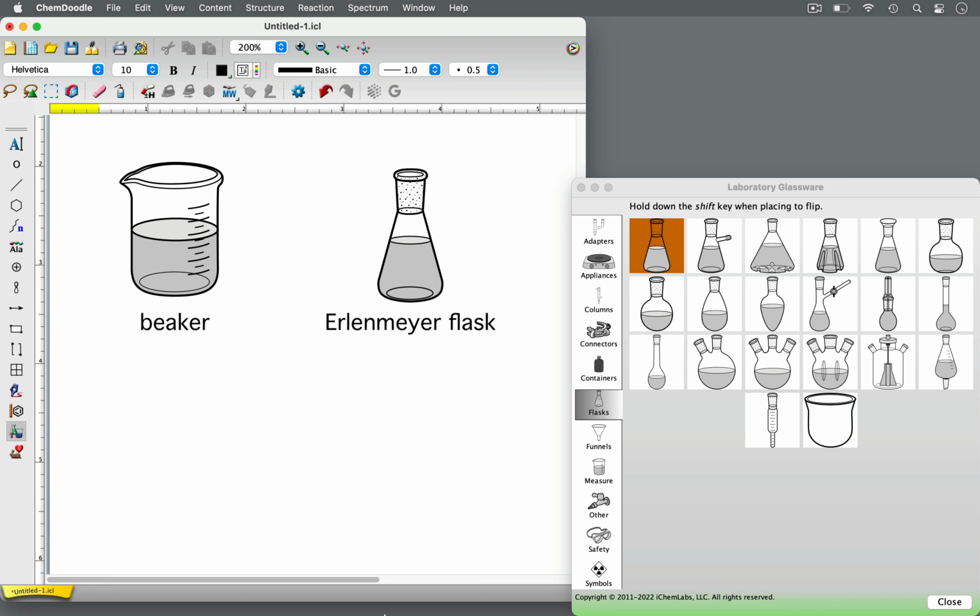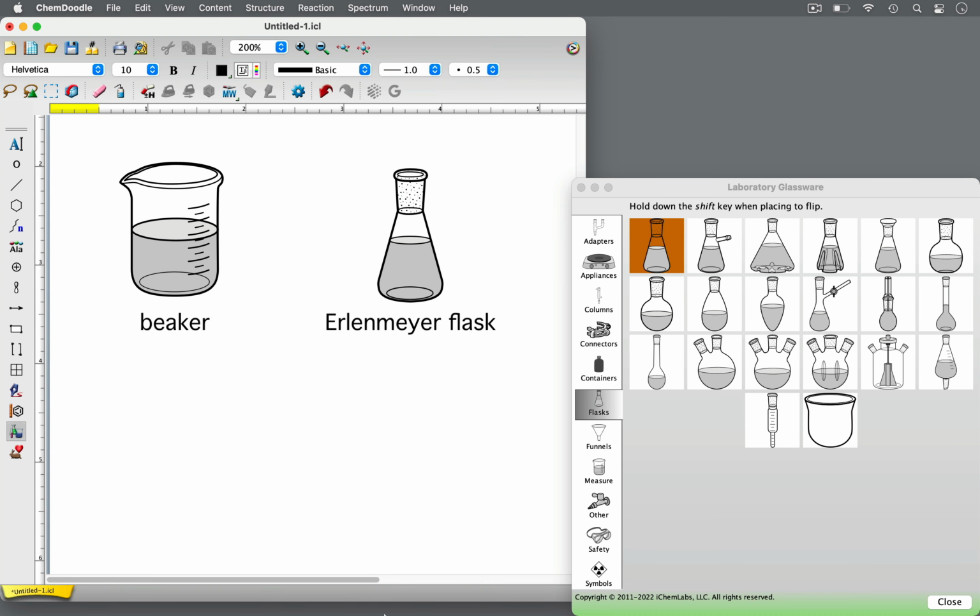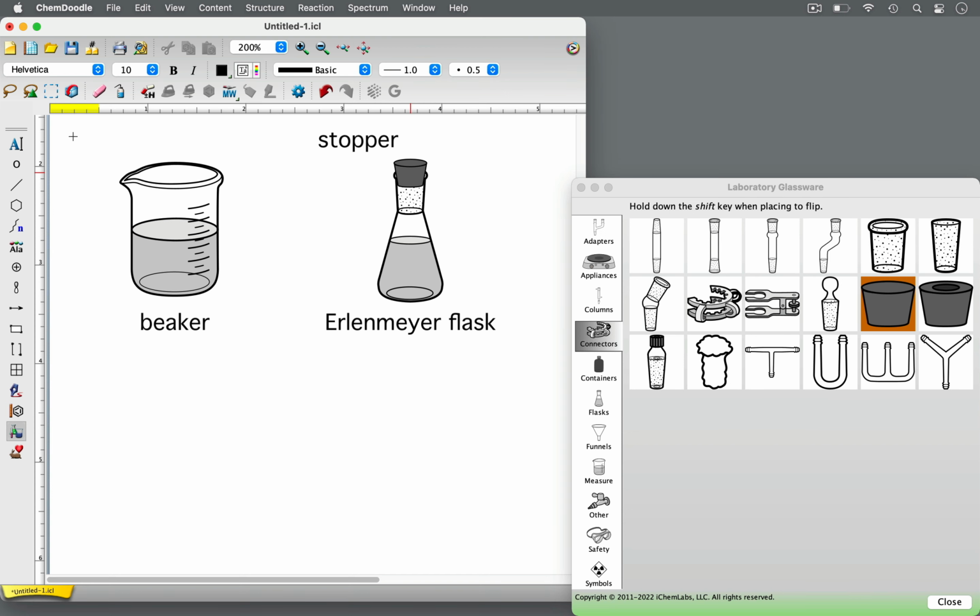An Erlenmeyer flask or conical flask can also be used to hold, heat, or mix liquids. It has a wide base and narrow opening. Its shape facilitates easy mixing and swirling of liquids while minimizing spillage. A stopper, rubber or glass, can fit in the narrow mouth. An Erlenmeyer flask is not used for accurate measurements of volume.